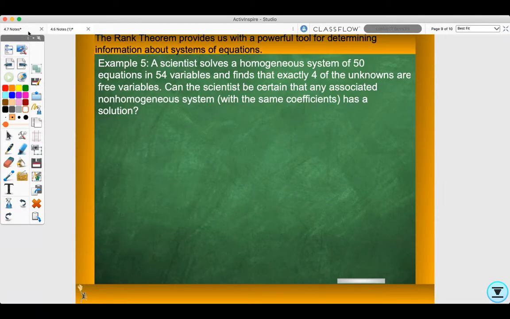The rank theorem provides us with a powerful tool for determining information about systems. Let's look at example 5. A scientist solves a homogeneous system of 50 equations in 54 variables and finds that exactly 4 of the unknowns are free variables. Can the scientist be certain that any associated non-homogeneous system with the same coefficients has a solution? So take a minute and think about that. And your answer should be yes.